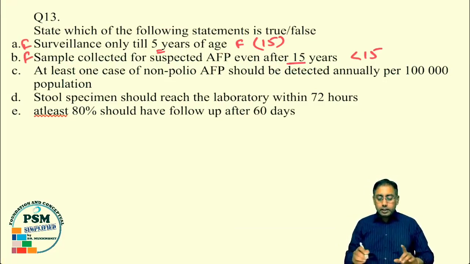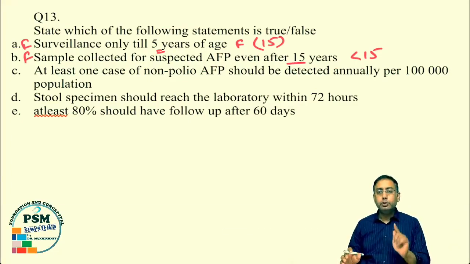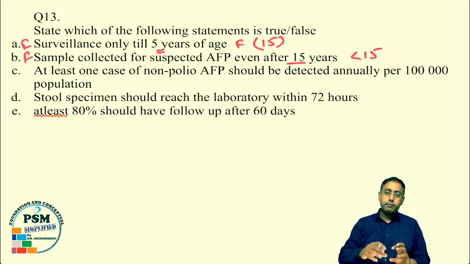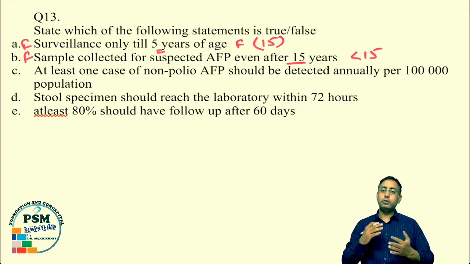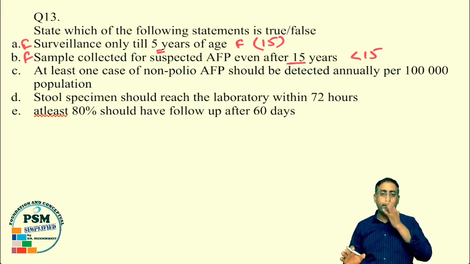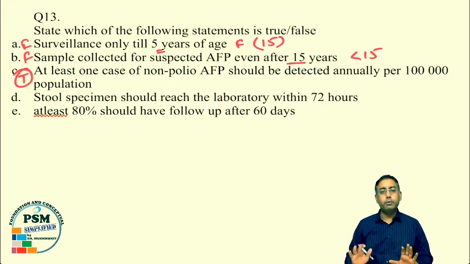At least one case of non-polio AFP should be detected annually per 100,000. That is correct. The AFP reporting rate should be more than one case per 100,000. That AFP could be anything. It could be Guillain-Barré, it could be traumatic neuritis, it could be enterovirus, it could be polio also. So at least one case of AFP should be detected per year out of 100,000. This is in fact the target of the program.